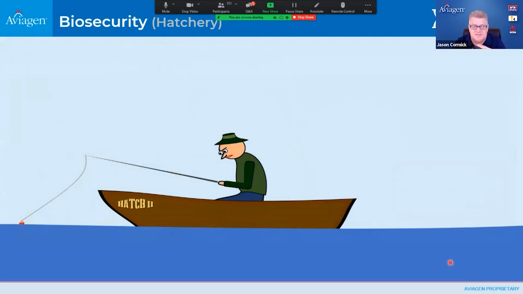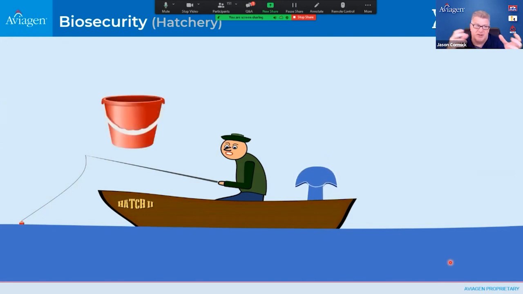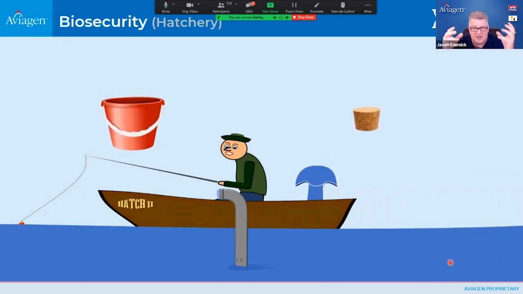Now, Aspergillus, I always liken it to if you go fishing and your boat springs a leak. What do you do? Are you going to start bailing out the water, or are you actually going to plug the hole? Aspergillus is kind of like this, because what I see a lot of people do is start bailing out the water, forgetting that you've got to actually plug the hole as well.